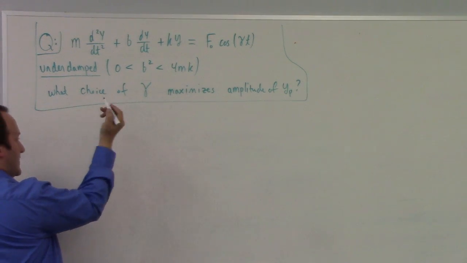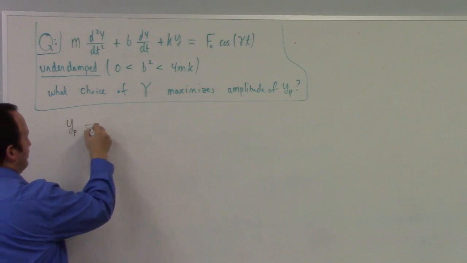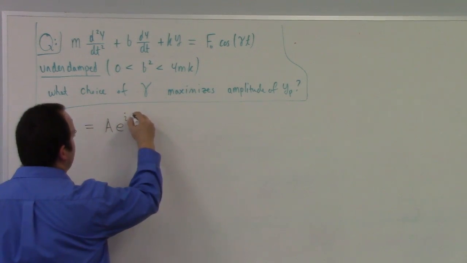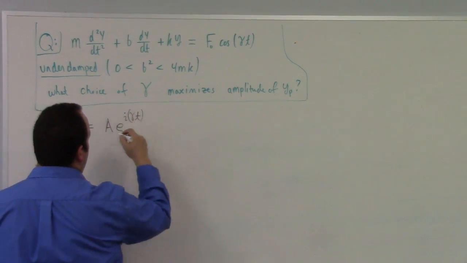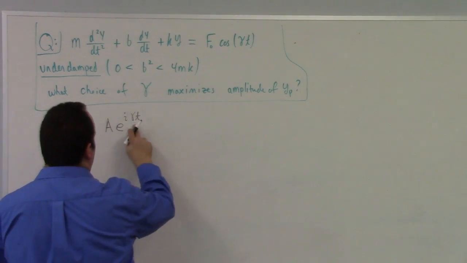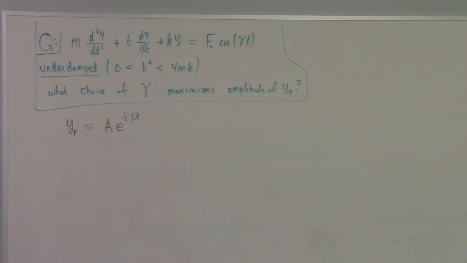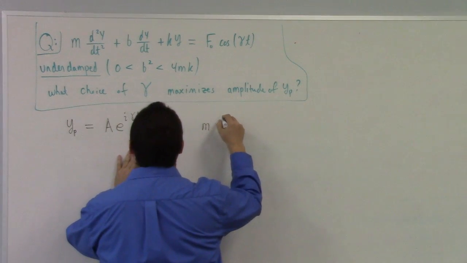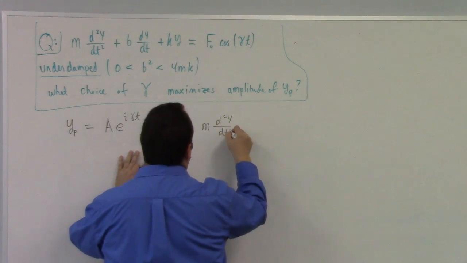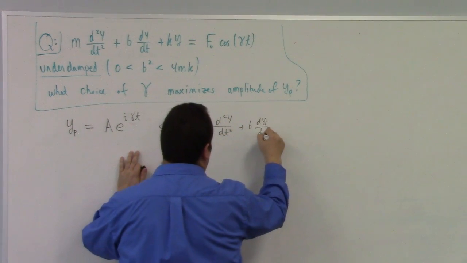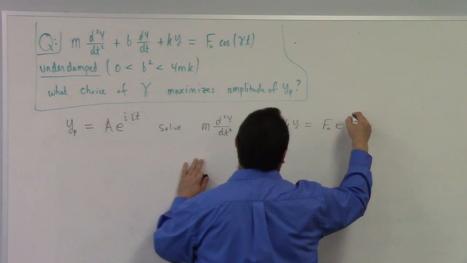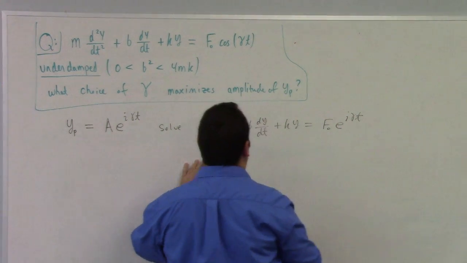So what we do is we look for a complex particular solution, Yp equals A e to the I gamma t. Because I know if I can figure out what A has to be here, then I'll be able to figure out the answer from looking at the real and imaginary parts of this. I want this to solve the complexification of this problem, which is m d squared y dt squared plus b dy dt plus ky equals f naught e to the I gamma t. You guys are snickering at me saying complexification. Okay?